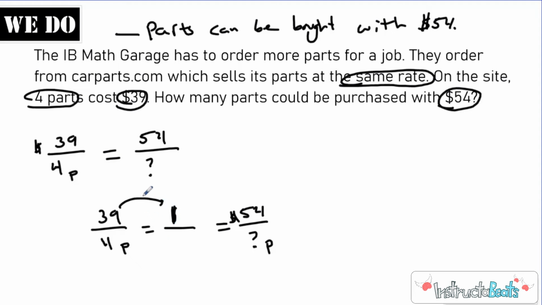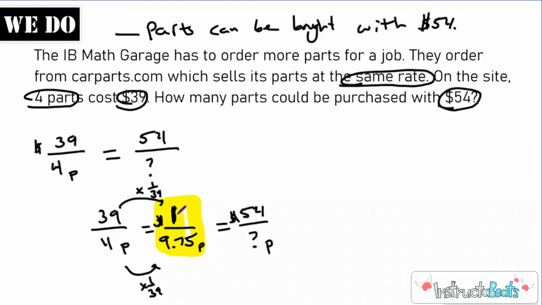So to do that, I need to divide by 39 or multiply by 1/39, which means I need to do the same thing here to keep my equivalent ratio. And when I do that, I'm actually going to get a decimal, which is okay. So for $1, I could get 9.75 parts. This right here is my unit rate.